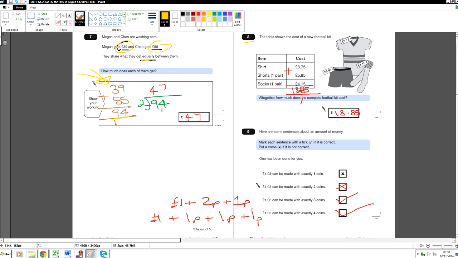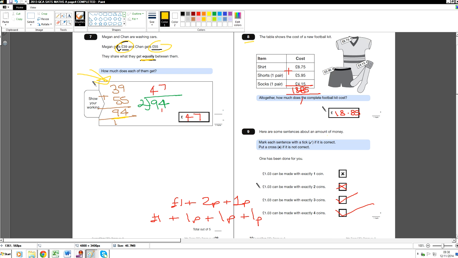Question number 8. The table shows the cost of a new football kit. Altogether, how much does the complete football kit cost? What we did here was we just added the numbers in the table where they were. Put an add sign and add them up. And that gave us a total of £18.85.